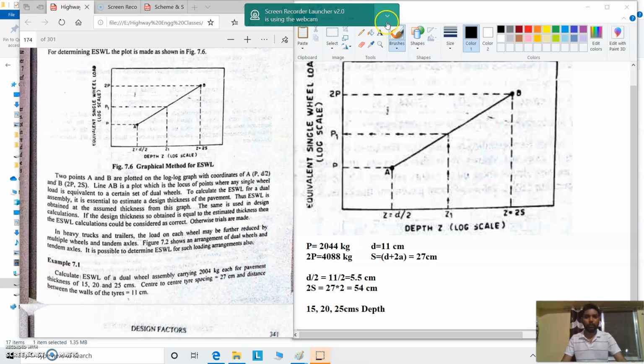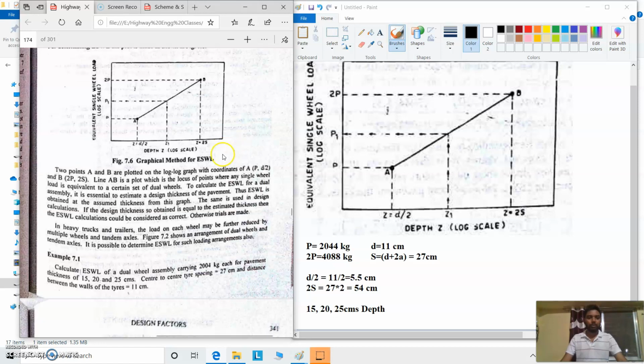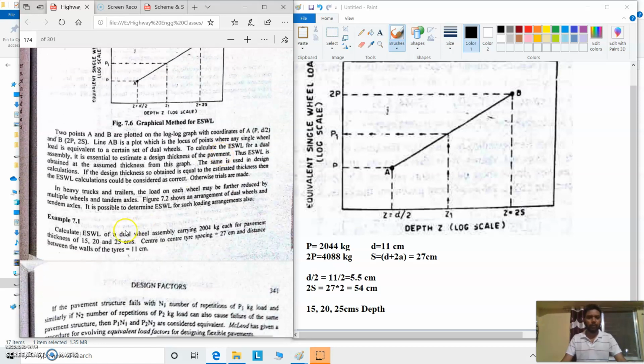Welcome students. In this class we'll discuss how to plot a graph and how to get the equivalent single wheel load by using a semi-log graph, right? So let us see a problem.